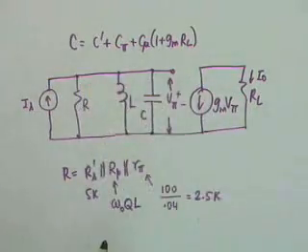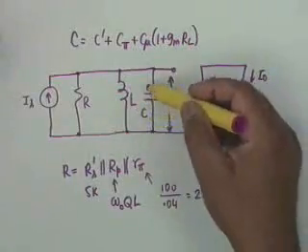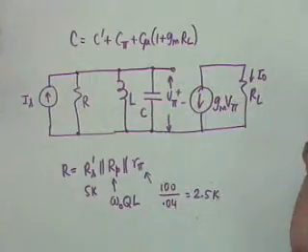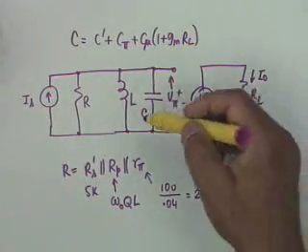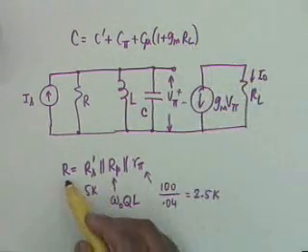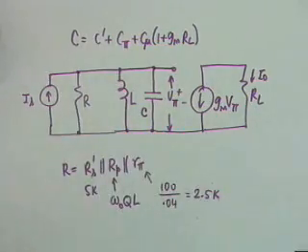Now the specification says that the bandwidth, obviously one of the specifications, is that 1 by square root of LC should be equal to omega 0, whatever is given. But you see, we cannot find out L or C directly, because C involves RL, and capital R does not come into the picture.